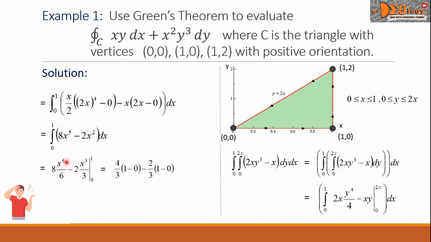So the x raised to 6 becomes 1 raised to 6, which is 1, minus 0 raised to 6, which is 0, minus this 2/3 we write outside the x cubed, and then this x cubed becomes 1 cubed, which is 1, minus 0 cubed, which is 0. The 1 minus 0 is simply 1. We simplify this further into 4 over 3 minus 2 over 3, and the final answer is 2 over 3.